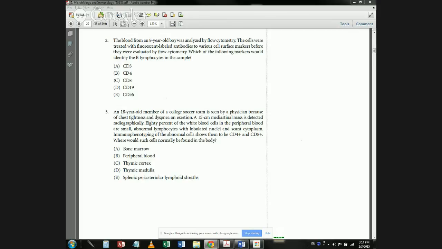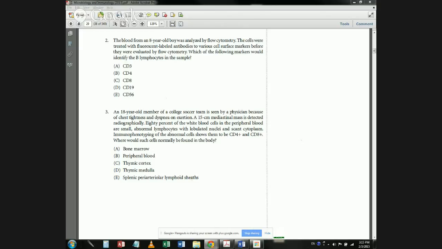Well, then, we know what that is. It's a thymocyte. But it's in the blood. Where would such cells normally be found in the body? Well, I would say they would be found probably leaving the bone marrow and entering the thymic cortex. Normally I would say thymic cortex. That would be my answer. So I'd go with C, thymic cortex.